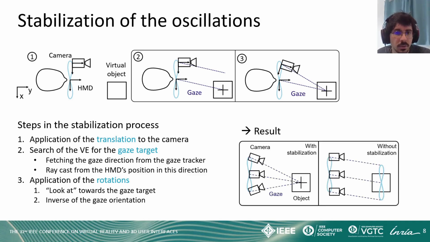As a result, when using our stabilization technique, no matter the position of the camera, which changes due to the translations that we apply to it, the gaze direction is always aligned with the gaze target, whereas without stabilization, the gaze target moves in space.